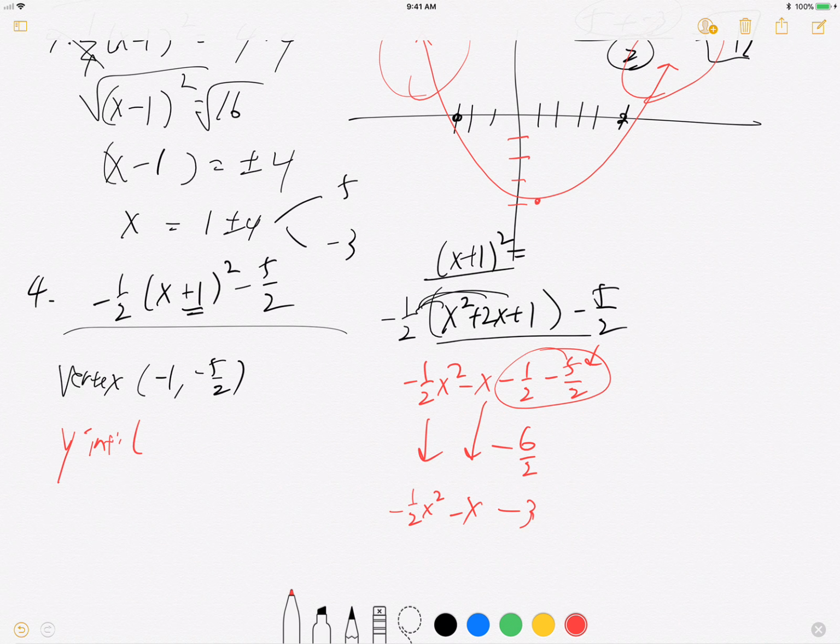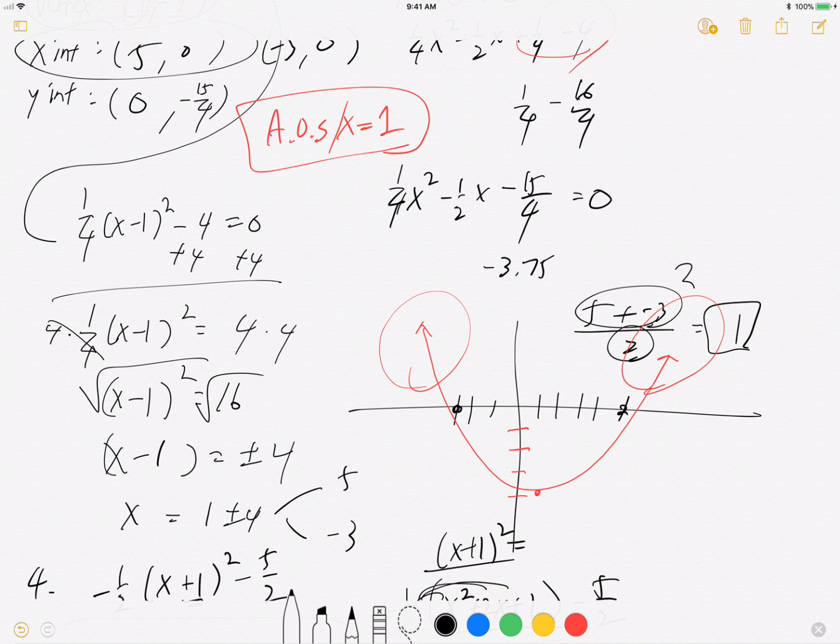So the y-intercept is at (0, negative 3). Oh, by the way, I think we forgot to do domain and range for the previous question. Domain is all reals, and range would be from here upwards. So y is greater than or equal to negative 4.